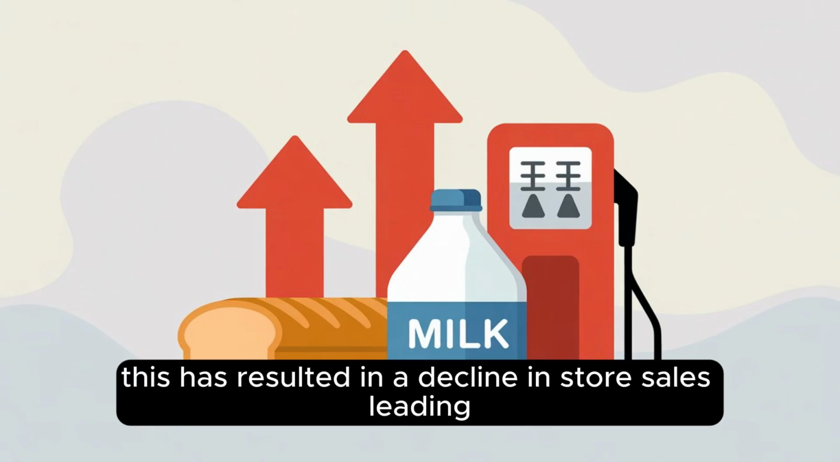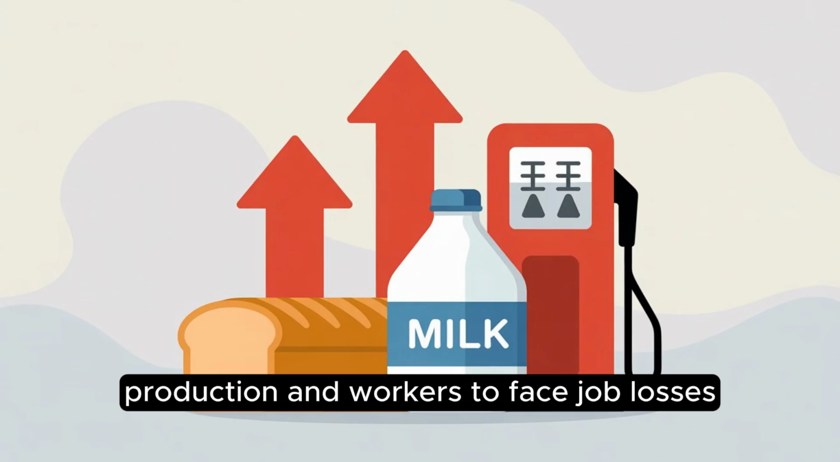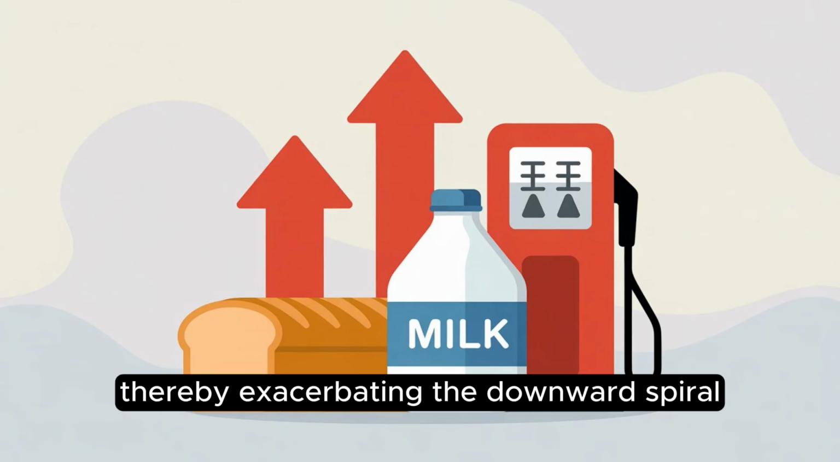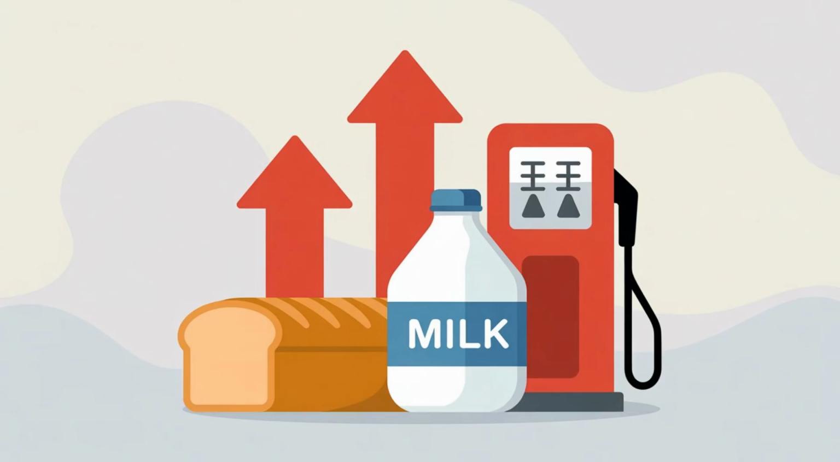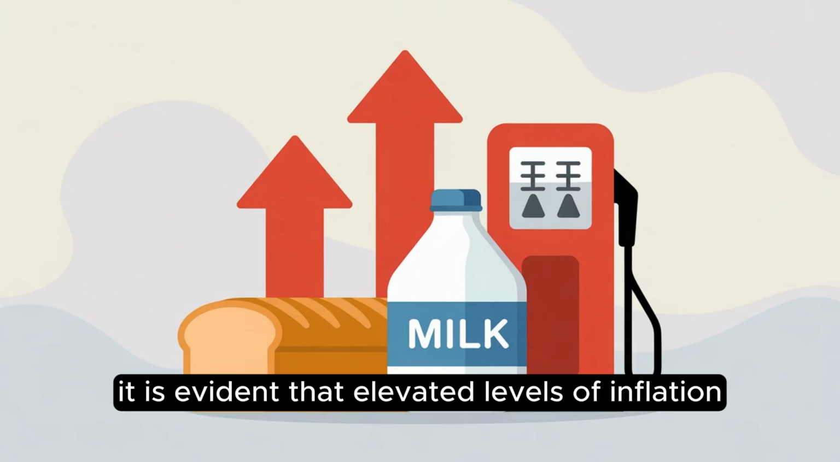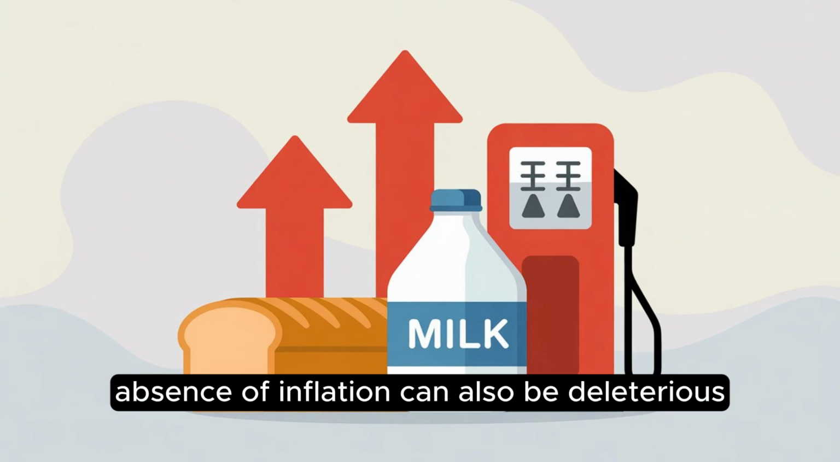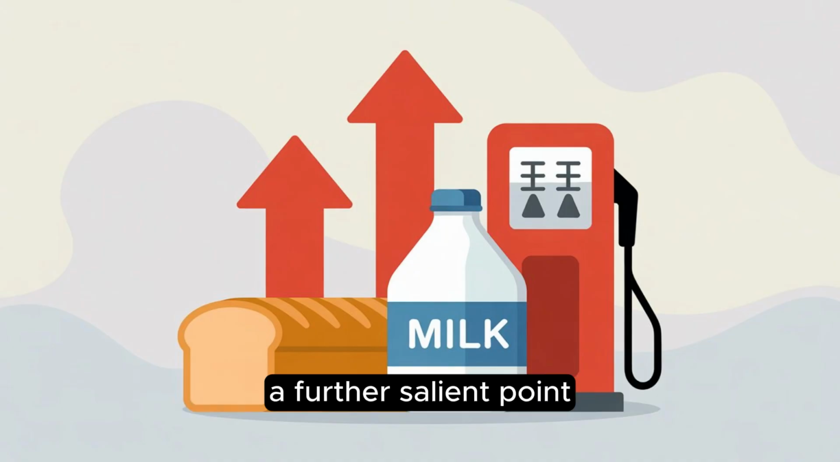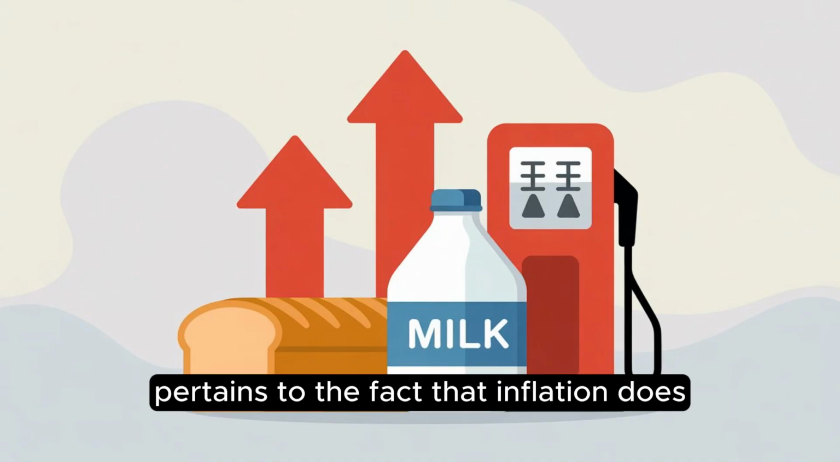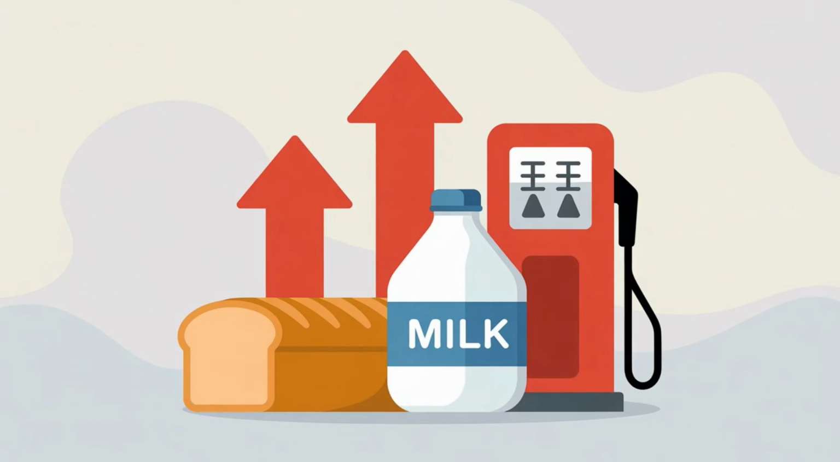This has resulted in a decline in store sales, leading companies to curtail production and workers to face job losses, thereby exacerbating the downward spiral. Japan has grappled with this issue for decades. It is evident that elevated levels of inflation can be detrimental, yet a complete absence of inflation can also be deleterious. A further salient point pertains to the fact that inflation does not impact all individuals in an identical manner.